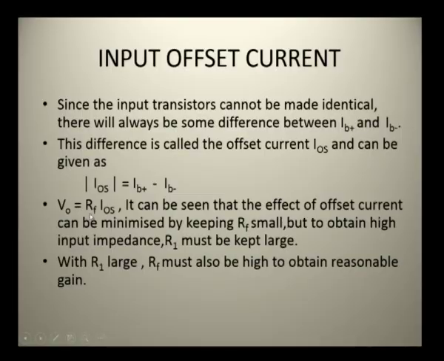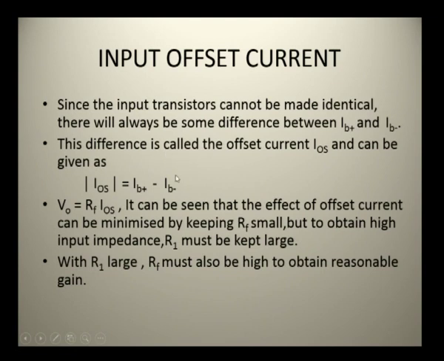And why is the modulus value given? Maybe IB plus or IB minus is more, so the value may be plus or minus. So we take the modulus value, as we don't know which current is higher. So the difference between the bias currents IB plus and IB minus gives you the input offset current.